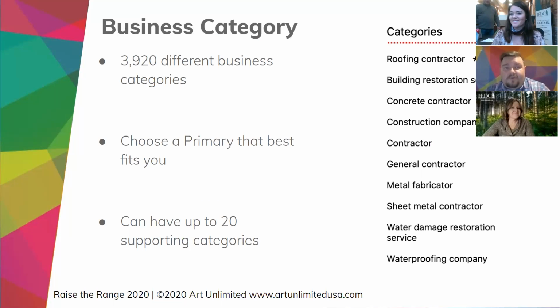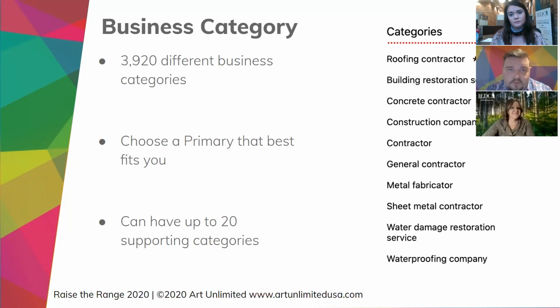Business categories is the next part of the initial setup. And this is kind of the make it or break it for your listing. There are 3,920 different categories to pick from currently. Google's always adding more, trying to fully flesh out and fully understand every different type of business out there.